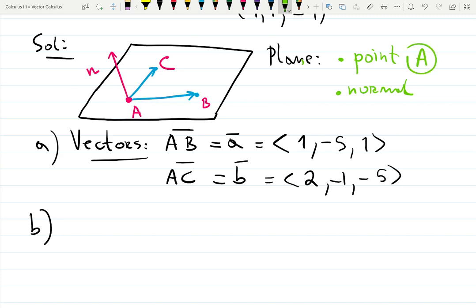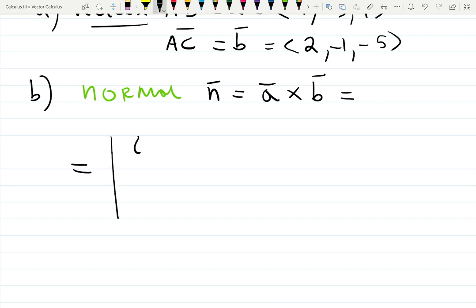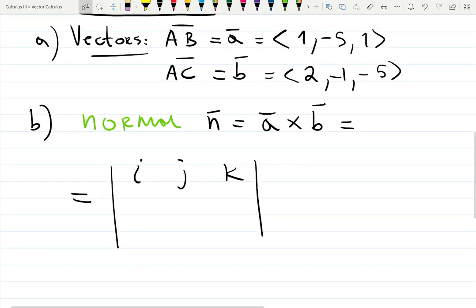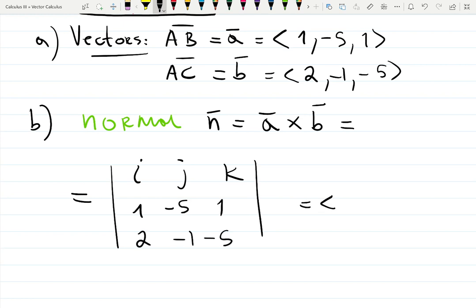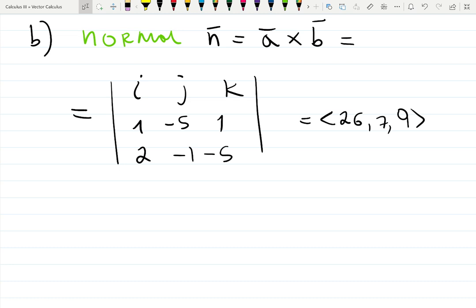So we have a point. Let's choose A since it's over there. And now the normal vector n is coming from the cross product of these 2 vectors we just created. Let's write down a cross b, and very fast, we're checking if you remember how to do that. i, j, k; 1, -5, 1; 2, -1, -5; calculating carefully, we get 26, 7, and 9. Remember, the result of the cross product is a vector. That's why in Russian we call it a vector product. Not only that, in Europe it's also known as a vector product.